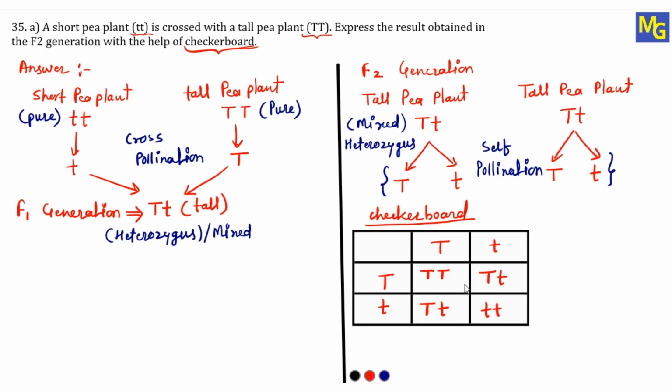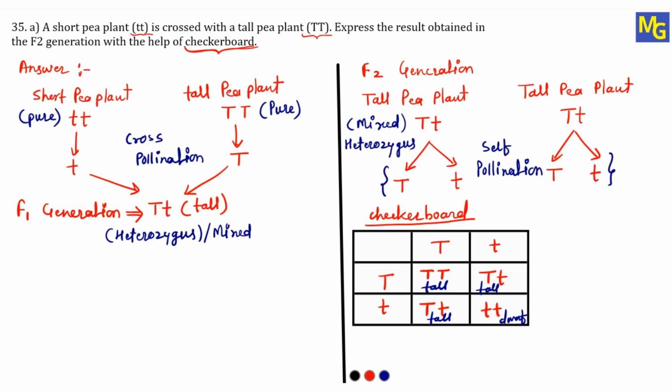Now if you write the physical character, capital T means we are going to get pure tall pea plants. Capital T small t means it is also tall, but it is not pure, it is mixed. This is also tall but mixed, and this is dwarf, that is pure. So this is the phenotypic character in this F2 generation.